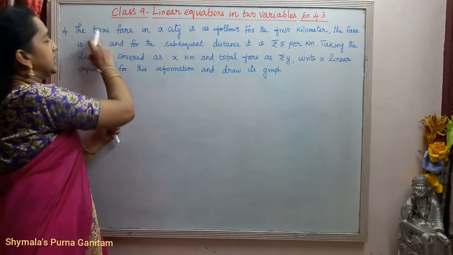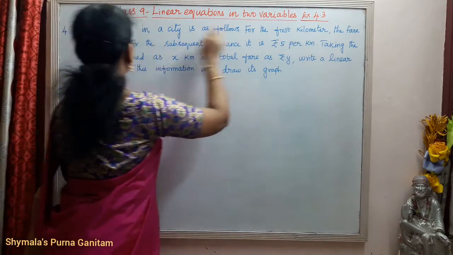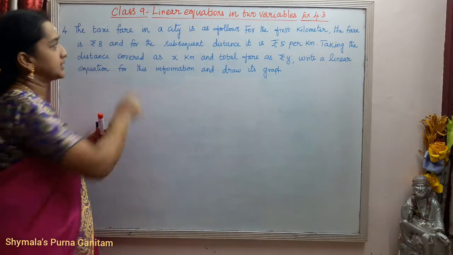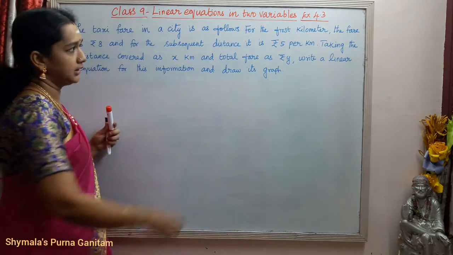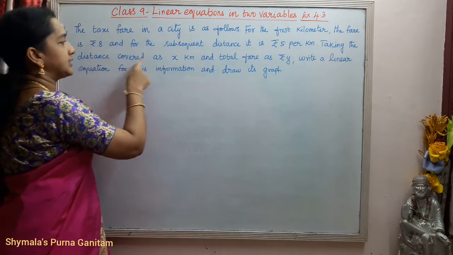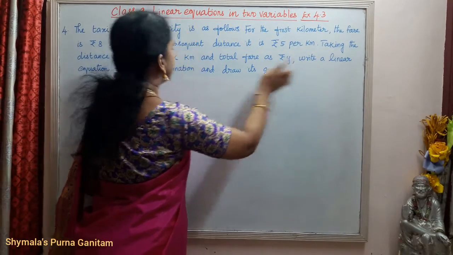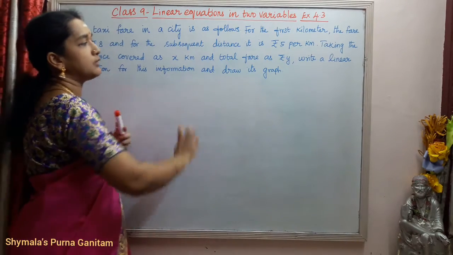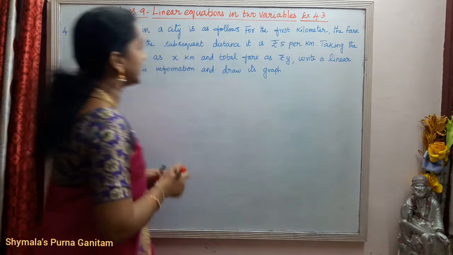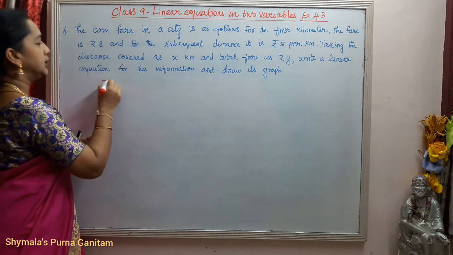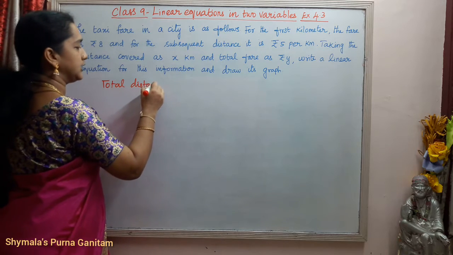The next sum is: the taxi fare in a city is as follows. For the first kilometer, the fare is 8 rupees and for the subsequent distance it is 5 rupees per kilometer. Taking the distance covered as x kilometers and total fare as y rupees, write a linear equation for this information and draw its graph.